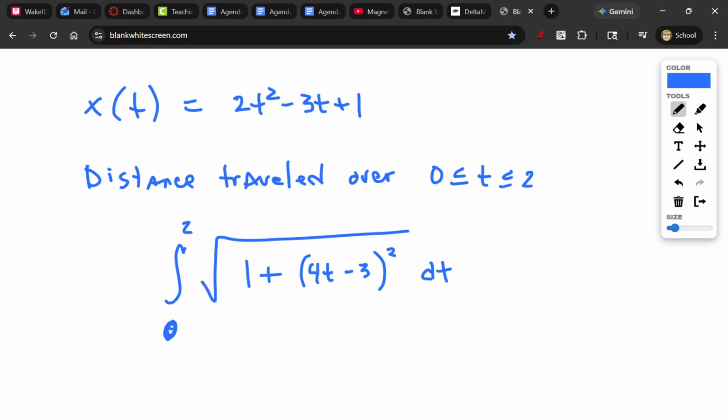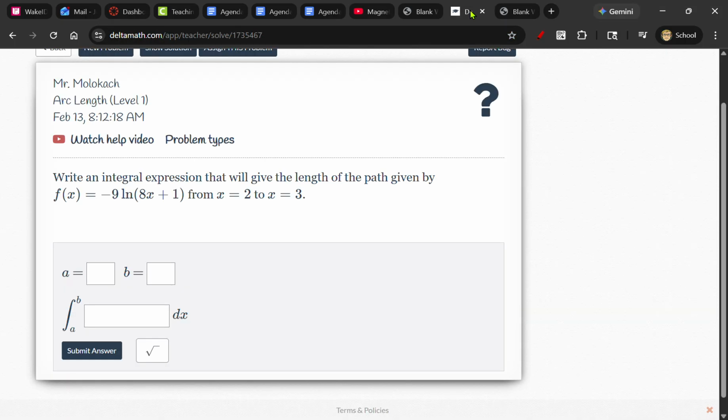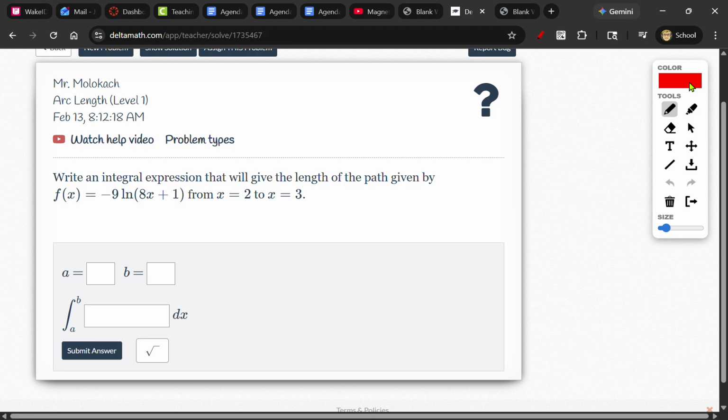Okay, so there's the arc length of a curve and the distance traveled. There are some Delta Math problems to do, right? Here's one of them. I'm trying to get that purple back. Yeah, it's close, close. Okay.